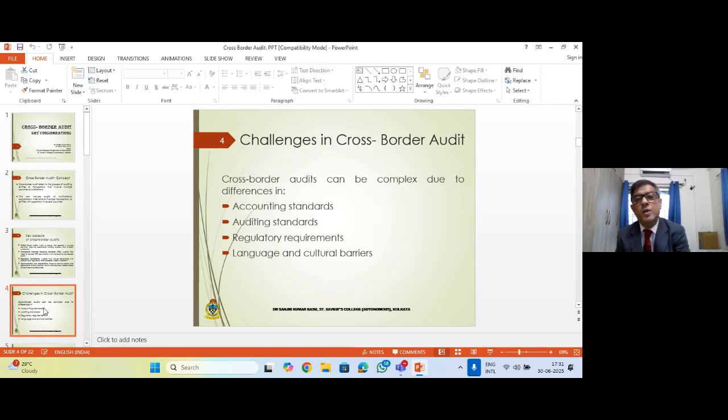Second one is auditing standards. Auditing standards are changing over the generations.